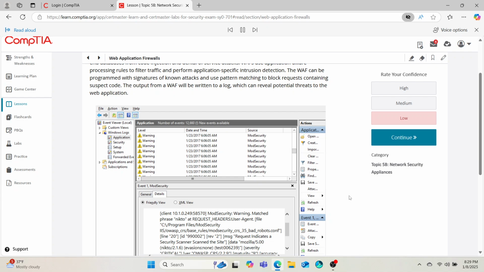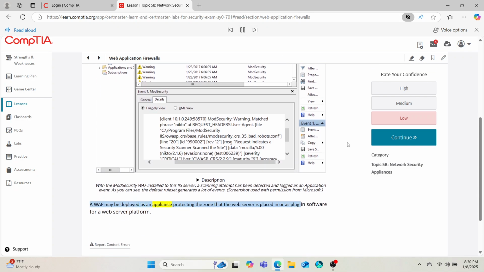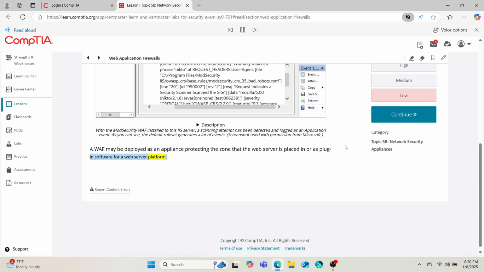With the ModSecurity WAF installed on this IIS server, a scanning attempt has been detected and logged as an application event. As you can see, the default rule set generates a lot of events. Screenshot used with permission from Microsoft. A WAF may be deployed as an appliance, protecting the zone that the web server is placed in, or as plugin software for a web server platform.